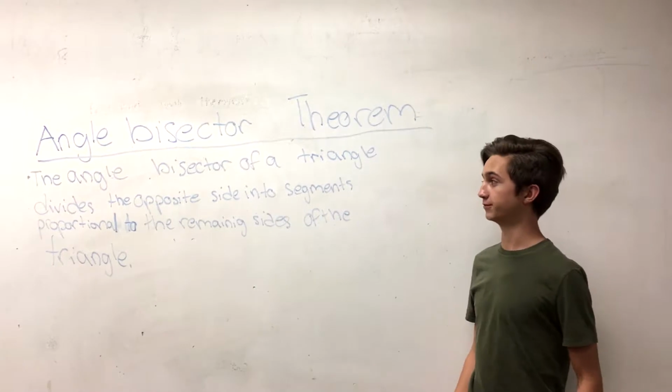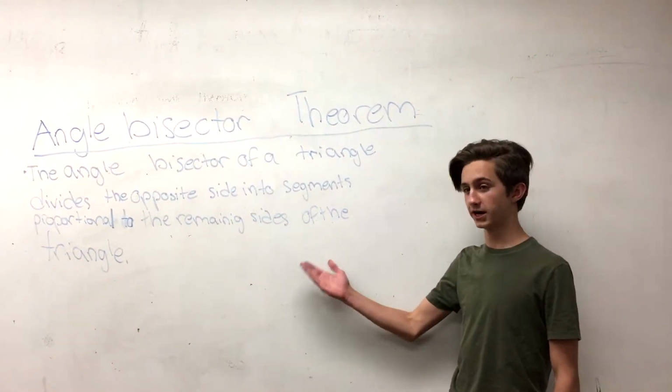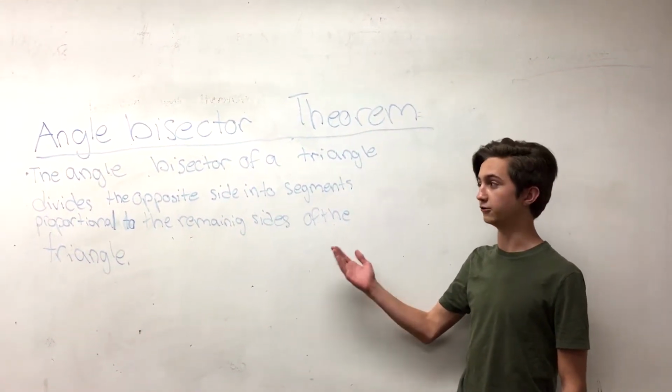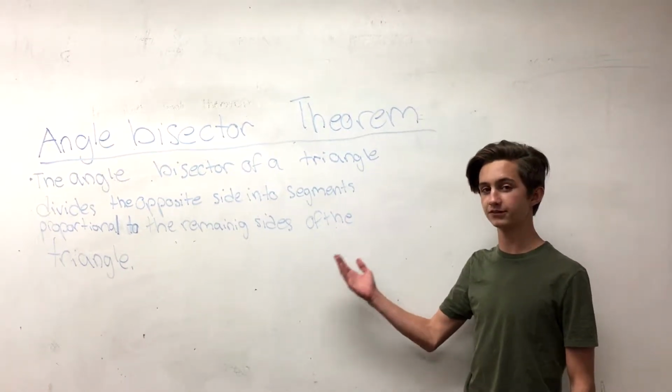The angle bisector theorem states that the angle bisector of a triangle divides the opposite side into segments proportional to the remaining sides of a triangle.